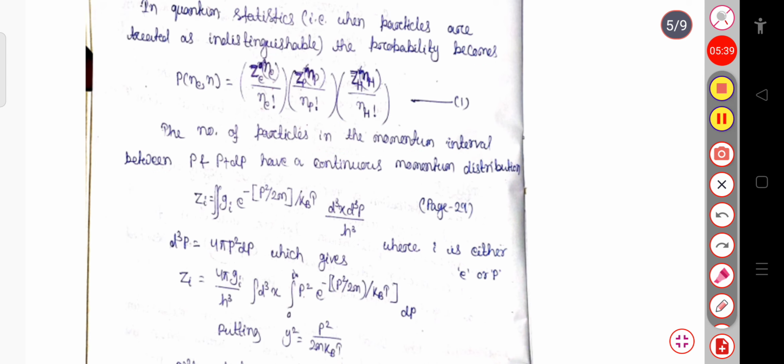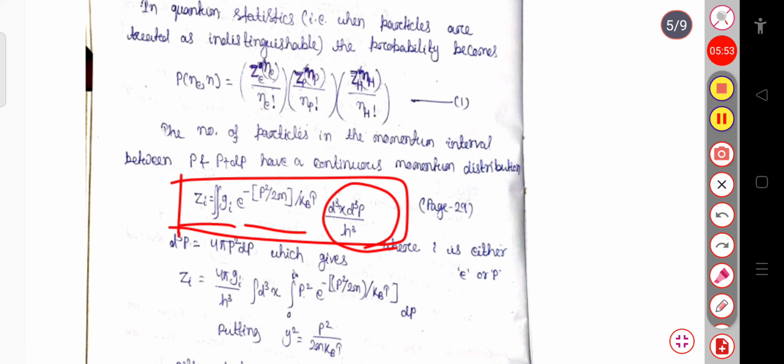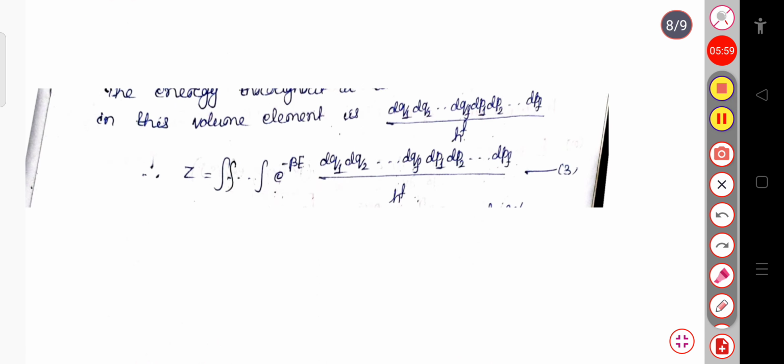Now, this Zi will be equal to the integration over Gi of exponential of minus p square by 2m kT into dq dp divided by h cubed. If you remember, we have already calculated this partition function in the case of the ideal monoatomic gas. Let me show you this expression.